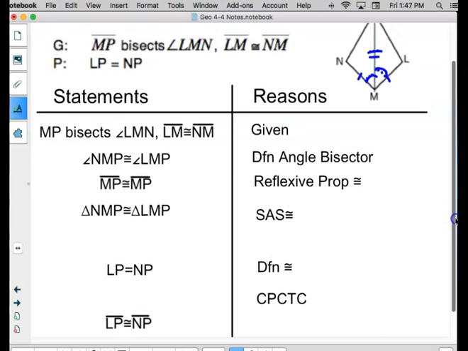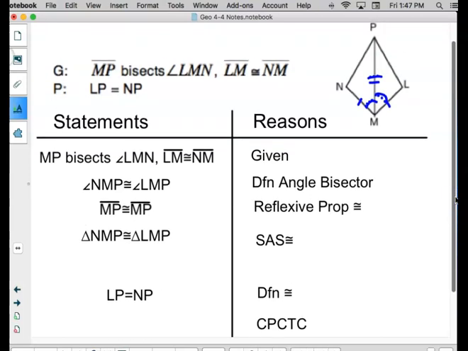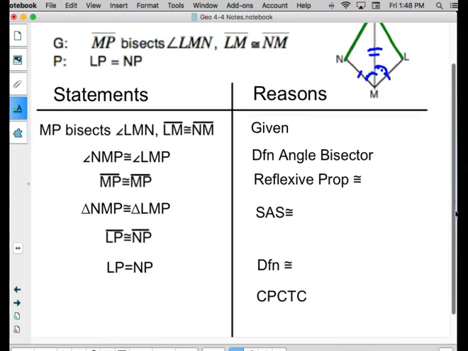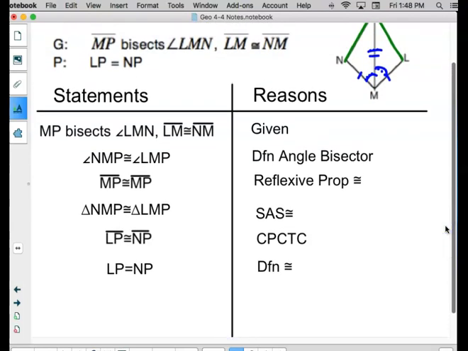So I can talk about LP being congruent to NP, because of CPCTC. So we're going to say segment LP is congruent to segment NP because corresponding parts of congruent triangles are congruent. And because of that, I can now say, by definition of congruence, that the length between L and P is equal to the length between N and P. Okay, so that's our final bit with that. And we have our triangles proven and our pieces taken care of.